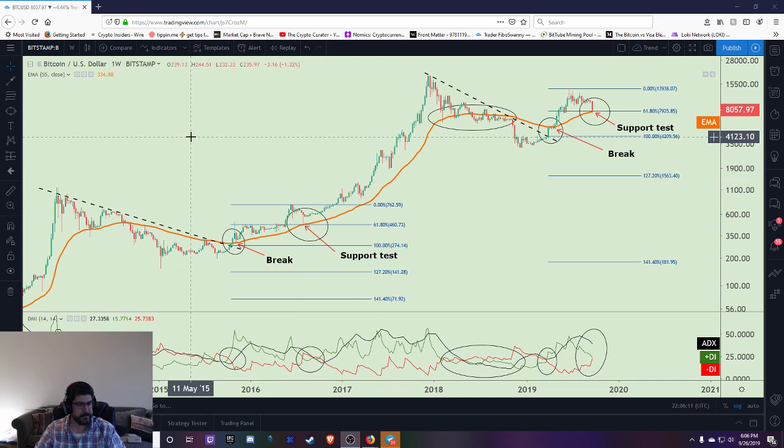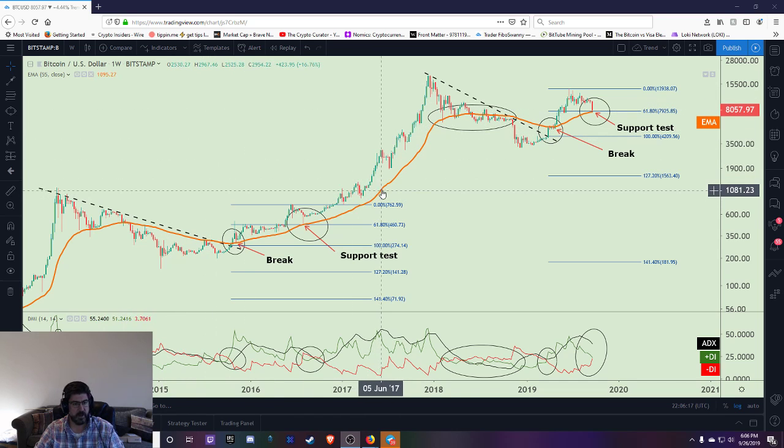It's just a Bitcoin dollar Bitstamp chart. It's a weekly chart, and the orange line on here is the 55 exponential moving average, and that's one of the levels that I really look at for the broad market trend. So if we're above it, we're in a bullish market. If we're below it, we're in a bearish market.